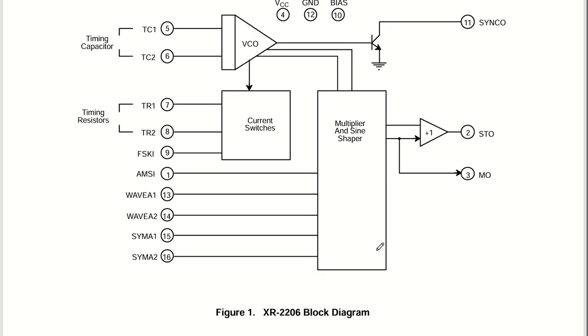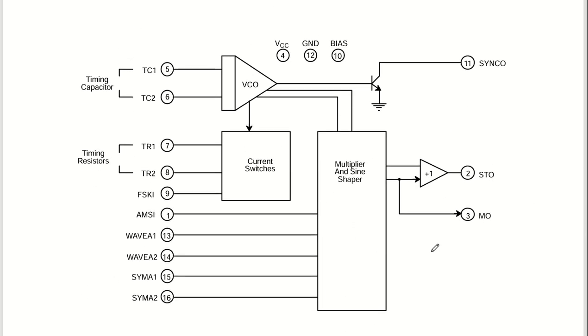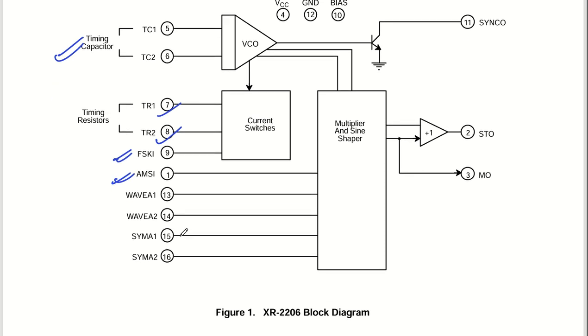Now, if you talk about the block diagram, it is very simple. We have timing capacitors that will be used at pin number 5 and 6. Then we have timing resistors, which are TR1 and TR2. Then there are FSKI and AMSI, like frequency shift keying input and amplitude modulated signal input. We have waveform A1, A2, then we have system 1, system 2.